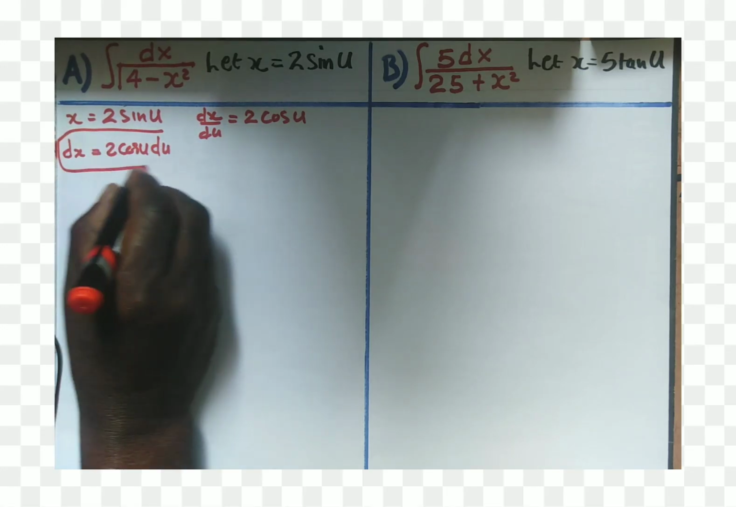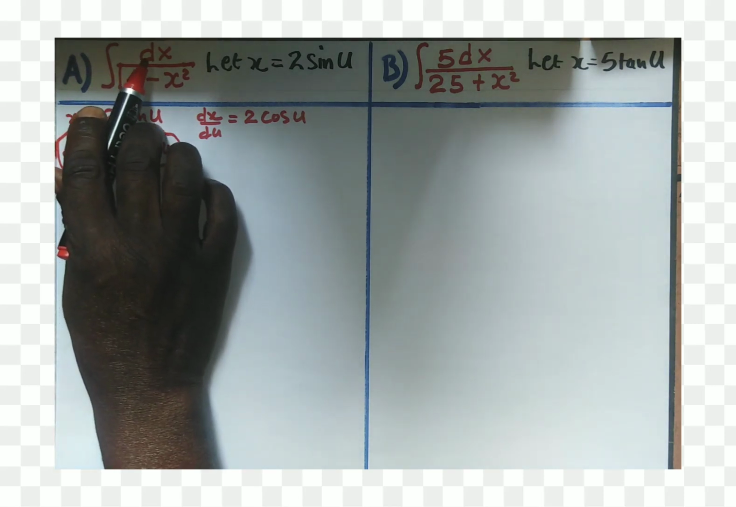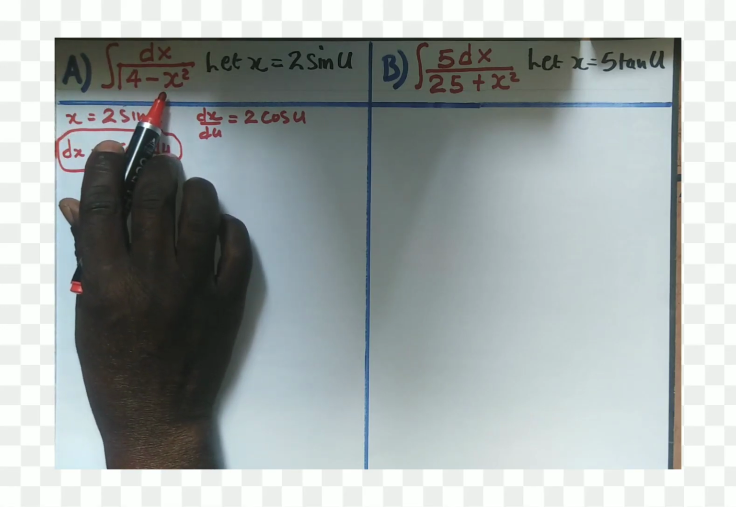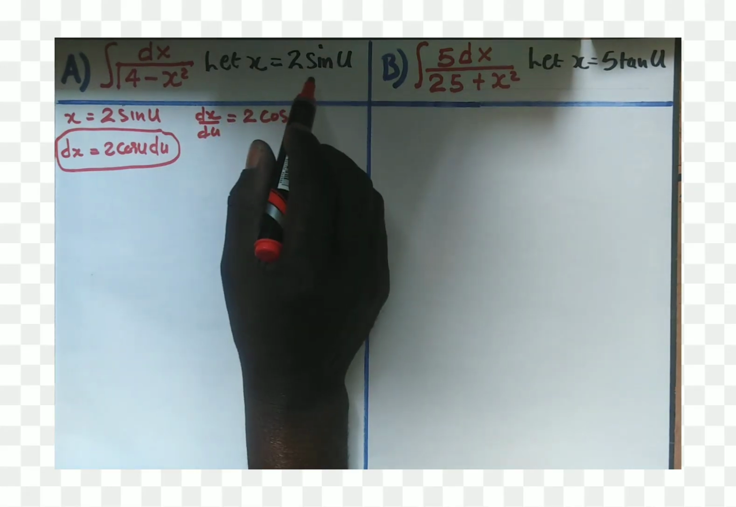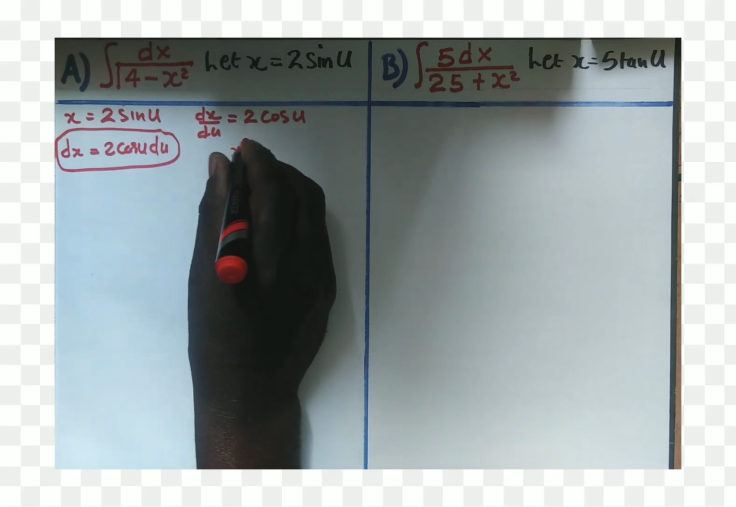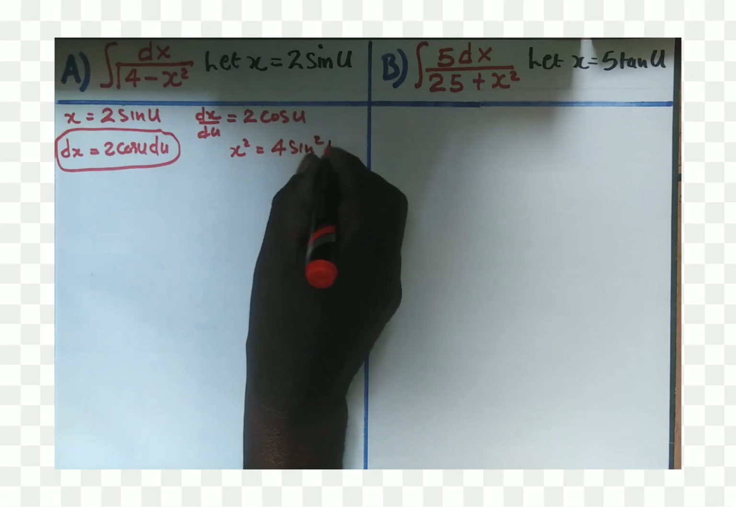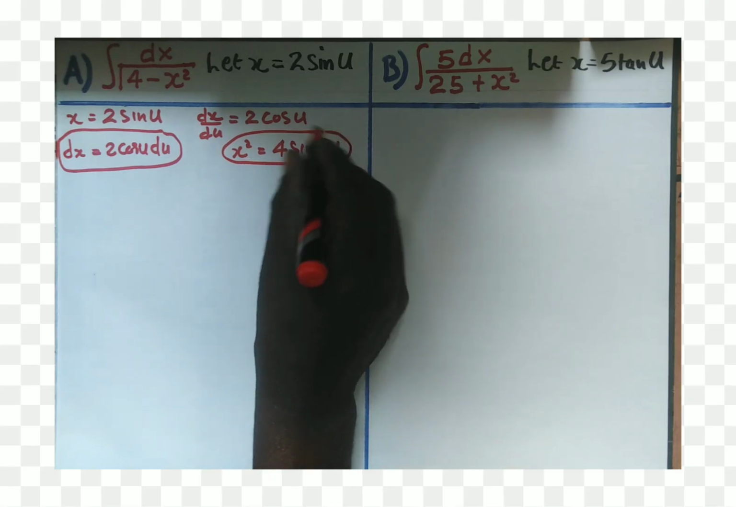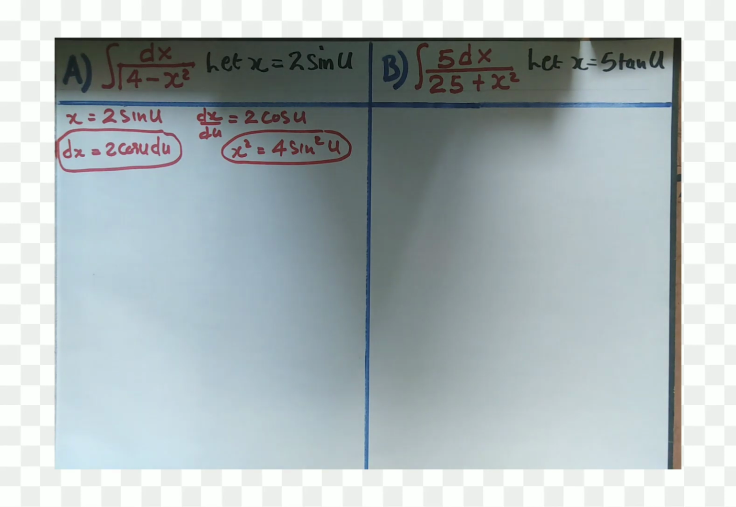So let's keep this relationship, because remember, we need to replace our dx with something in terms of u and our x squared with something expressed in terms of u. Now, x is equal to 2 sine of u, so what is x squared? Obviously, x squared is equal to 4 sine squared u. Let's also keep this relationship here. Now we've got this and we've got that, and we can now substitute into our integral.